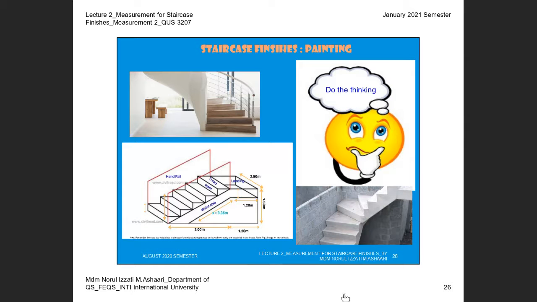Okay. And then here, if I give you one exercise, do the thinking. Is this one required to be painted or not? Yes, this is required to be painted. You have to measure it separately as the curved area. Okay, this one must be clearly stated. This is for the spiral staircase. And then if you look at this, this is the area that you have to paint. Okay, this is the area that you have to paint.